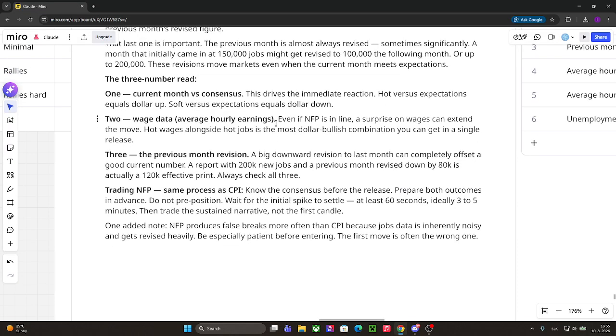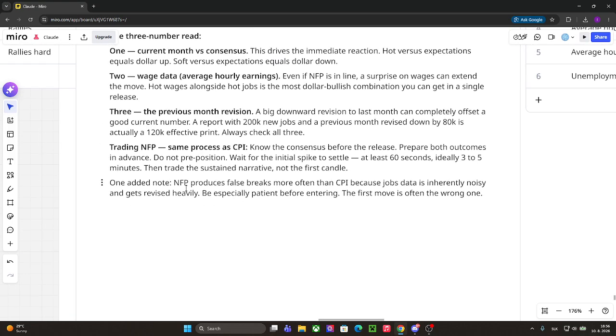3. The previous month revision. A big downward revision to last month can completely offset a good current number. A report with 200k new jobs and the previous month revised down by 80k is actually a 120k effective print. Always check all 3.